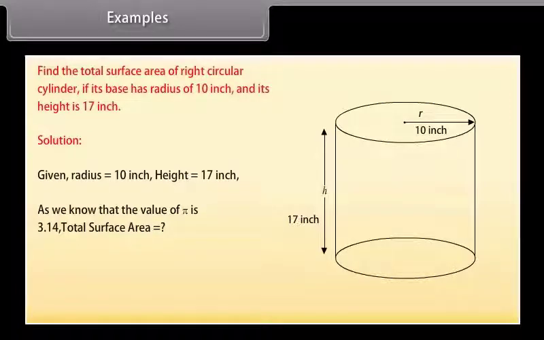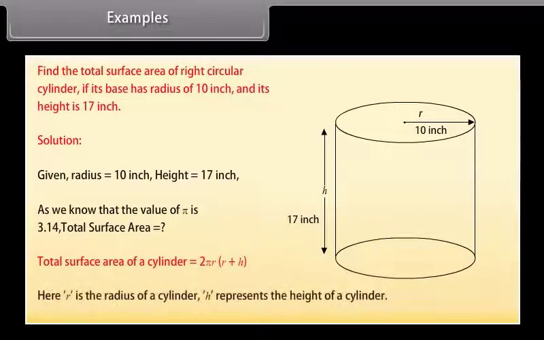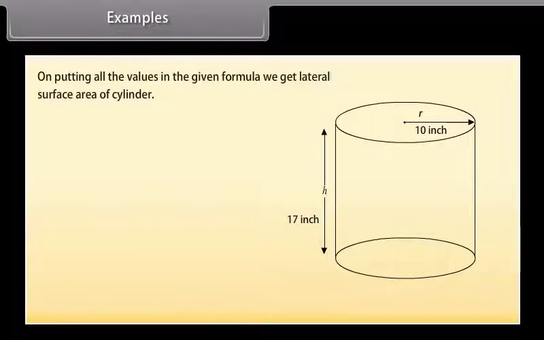We know that the formula for finding the total surface area of a cylinder is: total surface area of a cylinder is equal to 2 pi r into r plus h. Here r is the radius of the cylinder and h represents the height of the cylinder. On putting all the values in the given formula, we get the total surface area of the cylinder equal to 2 pi r into r plus h.